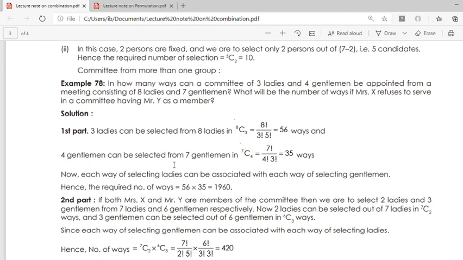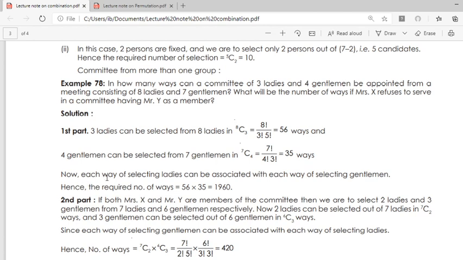4 gentlemen are appointed from 7 gentlemen. You are forming a committee of 3 ladies, that's this, out of 8. 4 gentlemen out of 7, that's 7 combination 4, which is 35.